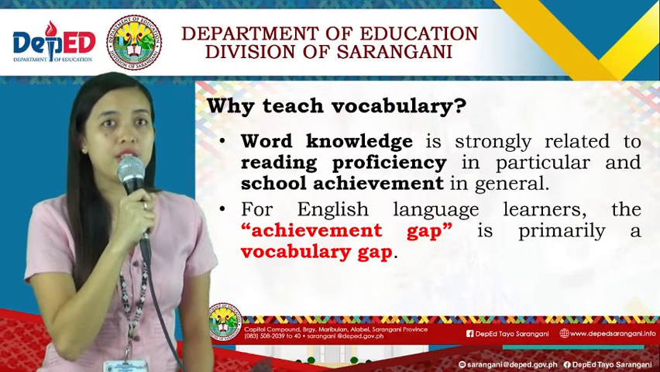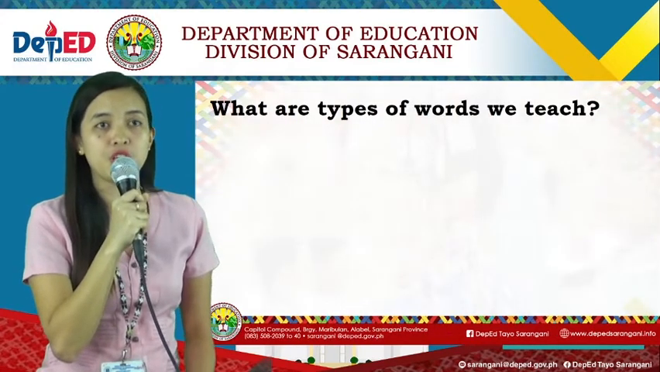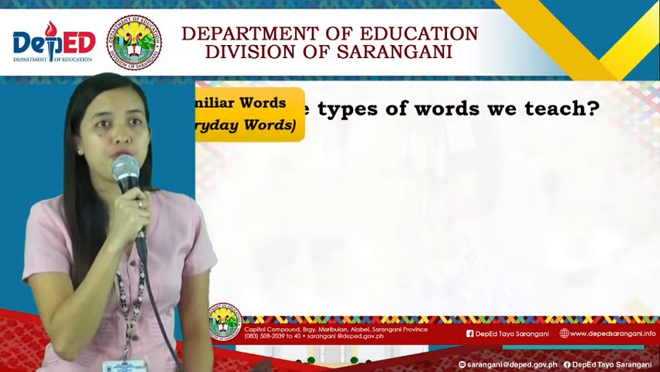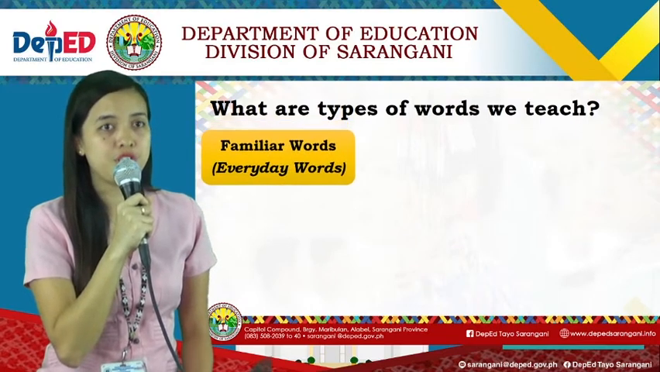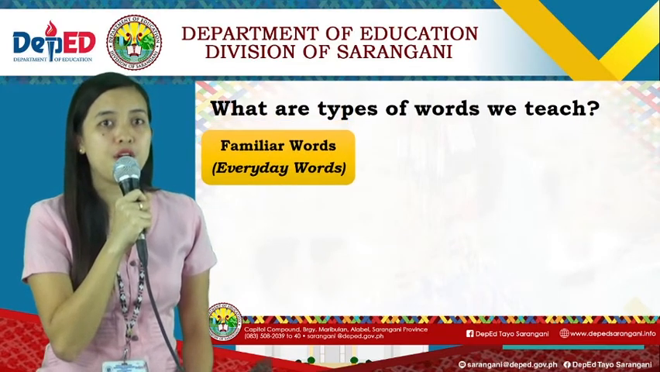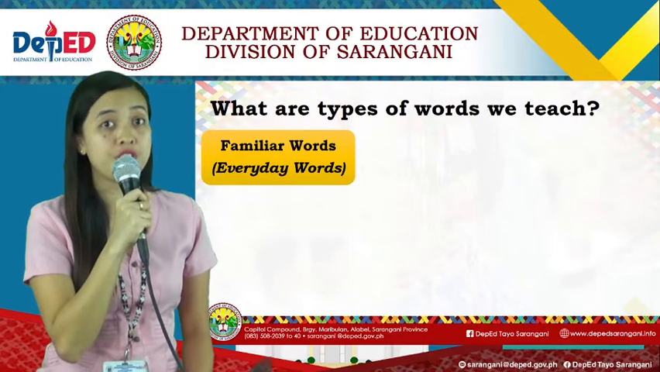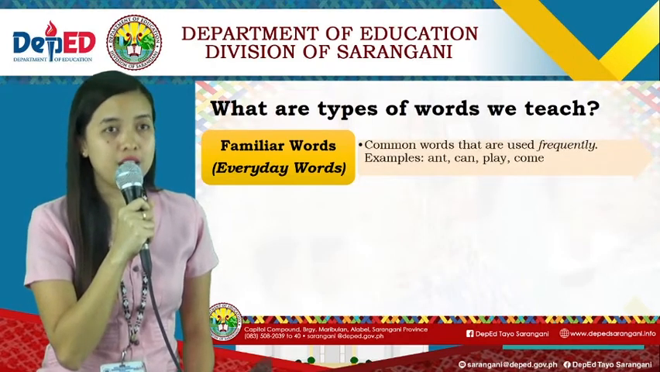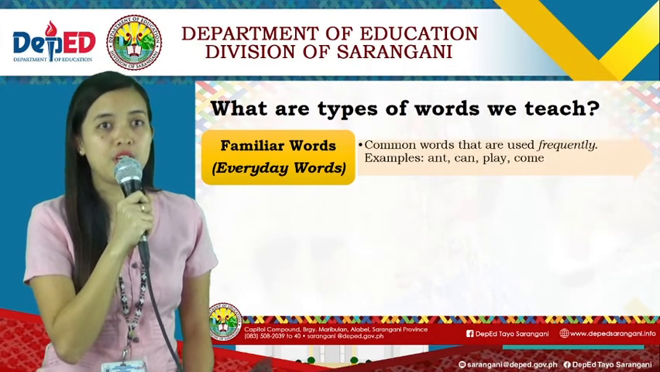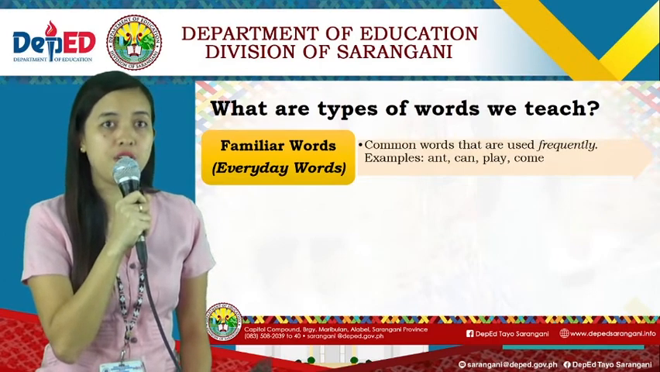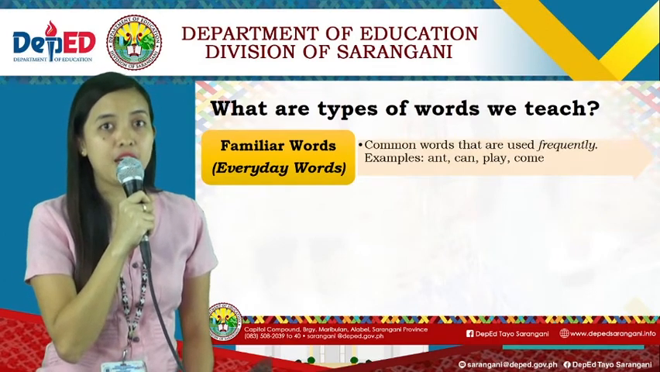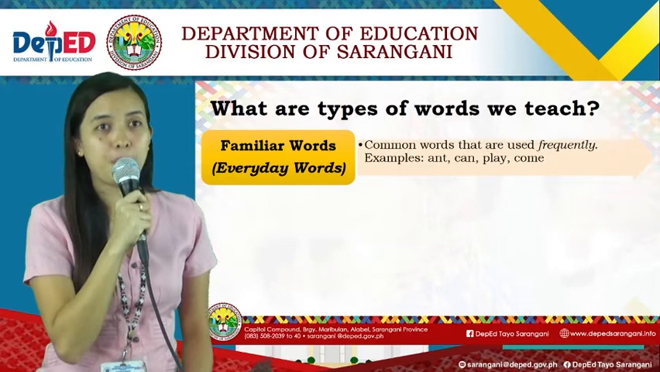So we have here the types of words that we should teach our learners. First, we have these familiar words or the everyday words. These are the common words that we use frequently. These are the words that we use in our daily conversation, just like the words ant, can, play, and come.